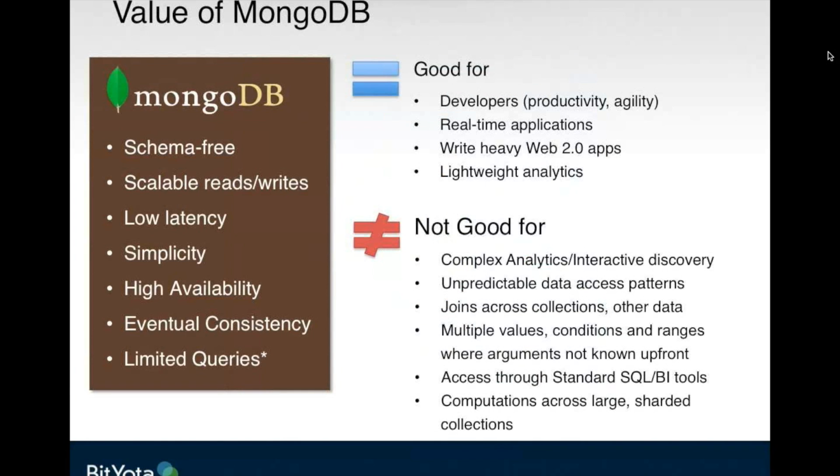Taking a look at MongoDB, we see that Mongo has a lot of great strengths. It's one of the most powerful NoSQL transactional engines. It's great for real-time applications and heavy Web 2.0 applications. And developers really like it for its agility. But Mongo was never designed for analytics. It will struggle to give you complex analytics such as joins across collections.